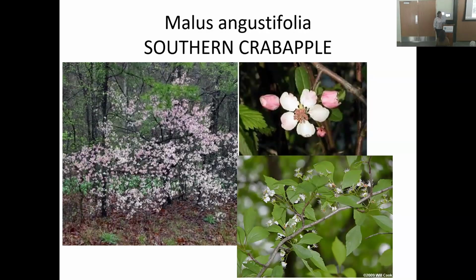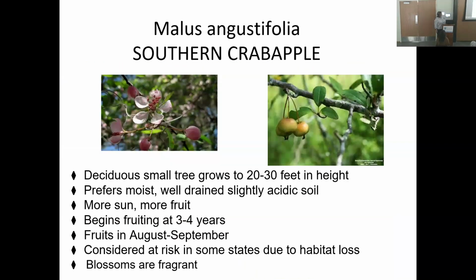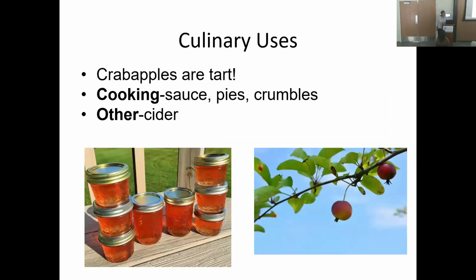So this is our southern crabapple. This one's very beautiful, in bloom now. It is being threatened because of habitat loss, which is sad. But again, this is one of those that the more sun, the more fruit. Often where they are growing is under a canopy, and so you don't see a lot of fruit, but you might notice some good fall color if you've got some in your landscape, and that would be a way to identify them.